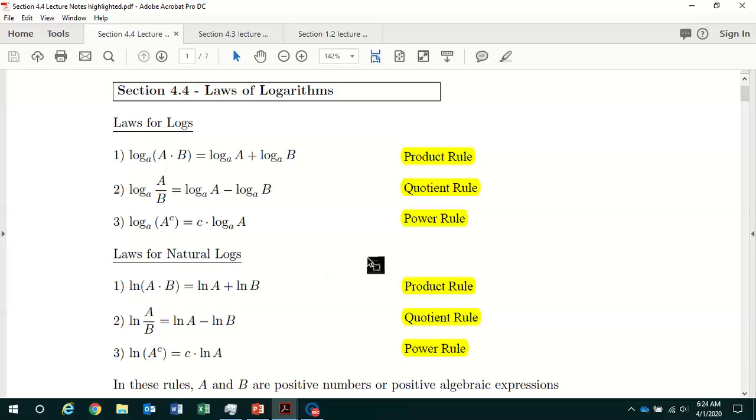The third rule is called the power rule. And it says if I have a positive number A raised to a power C, A to the C power, then the log of A to the C power, I can take that exponent C and I can bring it down in front of the logarithm. So log of A to the C is equal to C times the log of the number A. So these same 3 rules, right, apply to the natural logarithm. Remember, the natural logarithm is just a logarithm in base E, right, the number E.